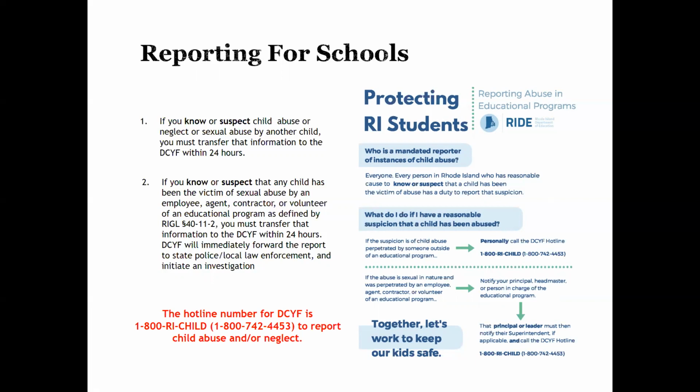For those of you who might not know, the hotline, 1-800-RI-CHILD, is also 1-800-742-4453. And you can make that phone call if you're calling directly to report instances of abuse and neglect. And that same number will get called by your administrators if there's a report of sexual abuse perpetrated by someone within the school.